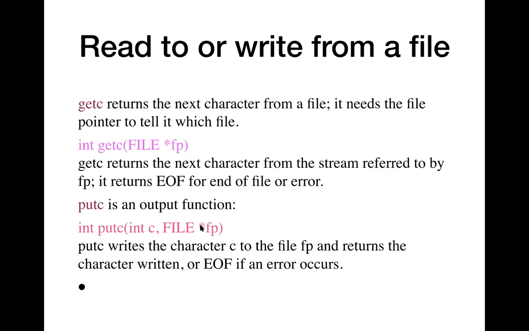So what is it that you have done? Let us understand. The first thing is you created a file pointer. Second, fopen opens the file. Now your file is ready. You can use getc or putc. If I want to read something from a file, I can use getc. If I want to write something to a file, I can use putc.